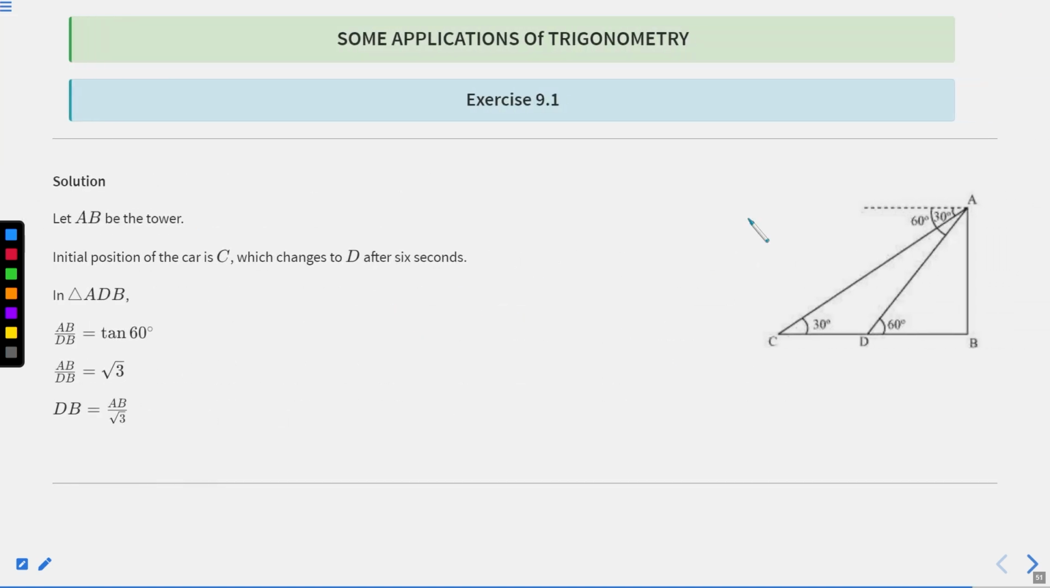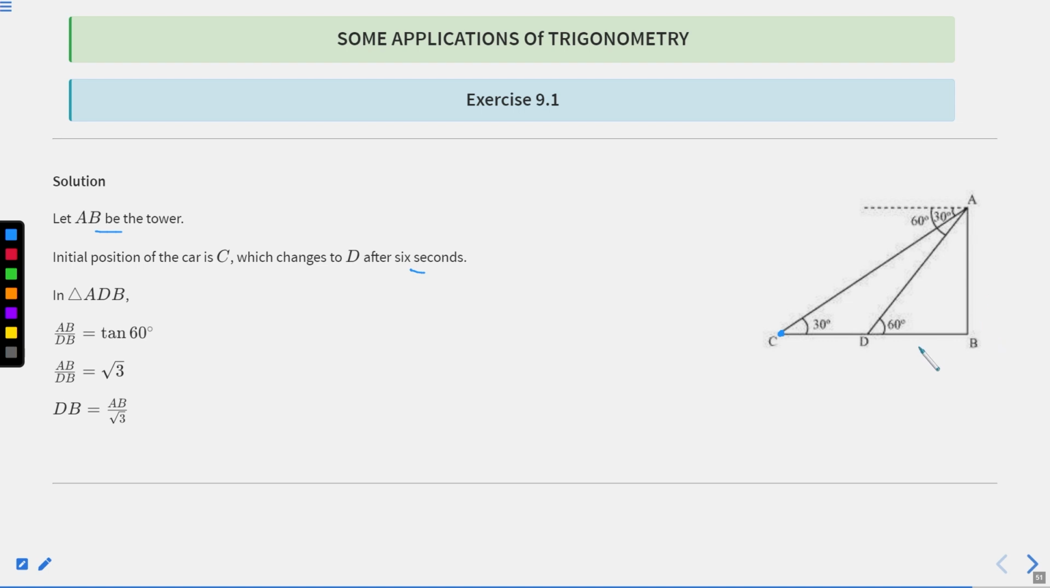So here you can see this figure. In this figure, we let AB be the tower, and the initial position of the car is C, which changes to the point D after 6 seconds. So in triangle ADB, AB by DB is equal to tan 60 degrees, and it implies AB by DB is equal to root 3, and it implies DB is equal to AB by root 3.